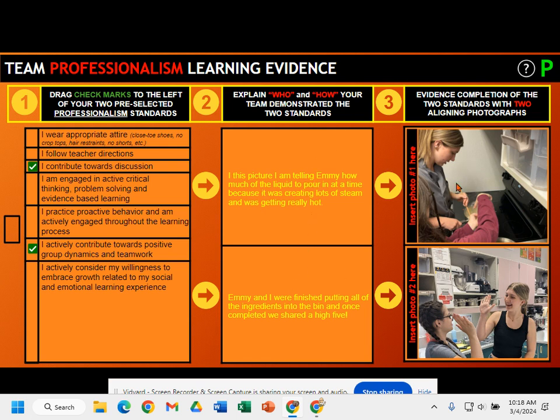And then you're going to simply evidence the standards by supporting the evidence completion of the 2 standards with 2 aligning photographs. And you're going to insert the photographs in these 2 right boxes. This is as hard as it gets in this class. And the goal is for you to demonstrate some critical thinking, problem solving skills, collaboration, teamwork. Again, it is really important to be able to work your way back from what standard we identified all the way to this is what we did and how we did it.